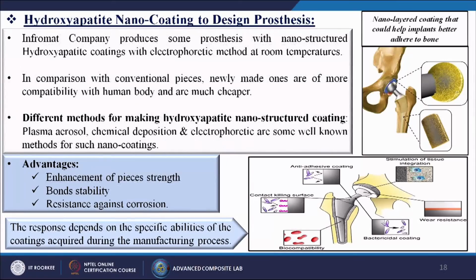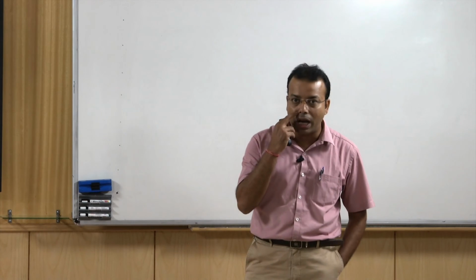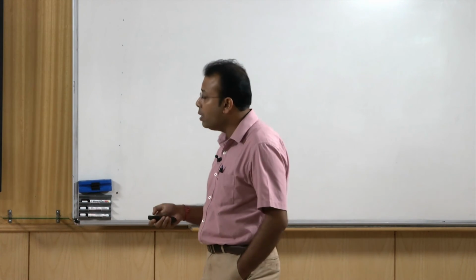So, the Informat company produces processes with nanostructured hydroxyapatite coatings using the electrophoretic method at room temperature. Here we are using this kind of material for knee replacements, or for anti-adhesive coatings, stimulation of tissue integration, wear resistance, bacterial coatings, biocompatibility and contact killing surfaces. So, this material has wonderful applications from the biomedical point of view.